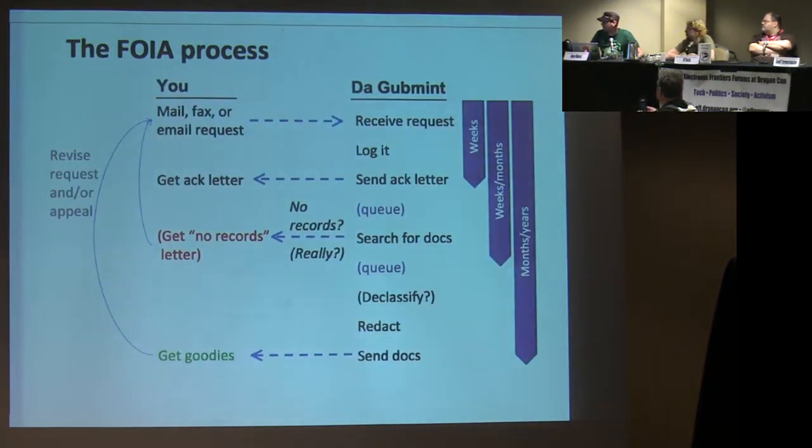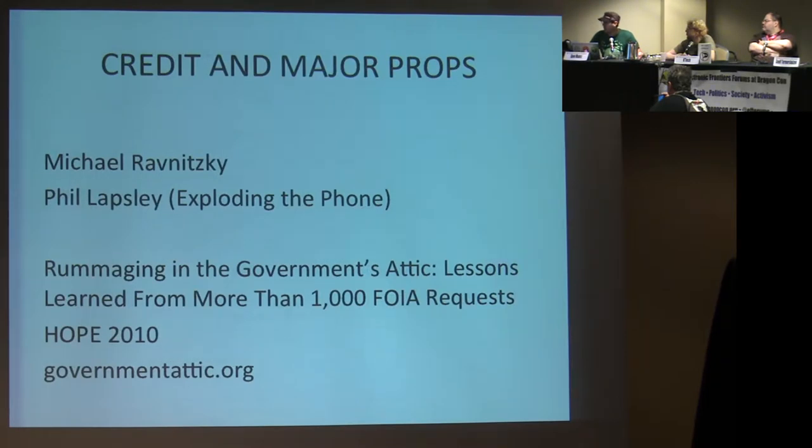And then the process generally looks like this. You send it. They receive it, they make a note of it, they send you a letter saying, hey, we got this. Then they do a search and they send you a note saying, hey, we don't have any records, or they say, we do have records. If they do have records, they may be redacted, or they may not be redacted, but if you get them, great. If they come back and they say no records, what you might want to do is appeal and keep sending them stuff or revise your request, and you might get the documents.